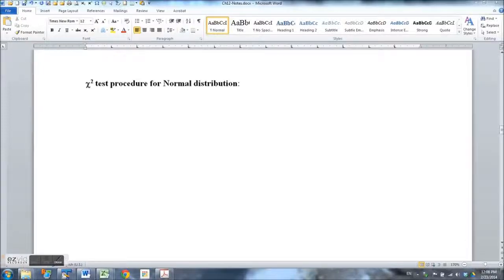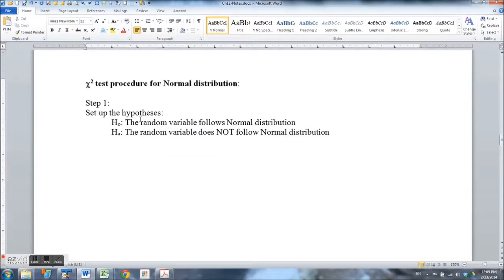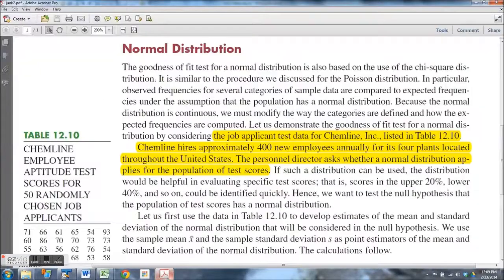In this video, we're going to look at the chi-square test procedure for the goodness of fit test for normal distribution. Step 1 is to set up the hypothesis. Again, the null hypothesis is that the random variable, or you can say population, follows normal distribution. The alternative is that the random variable or population does not follow normal distribution. Let's look at an example.